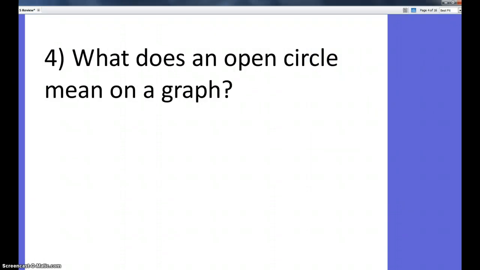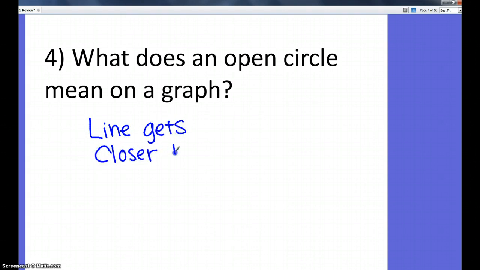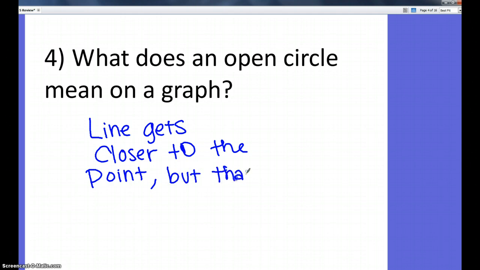What does an open circle mean on a graph? An open circle on a graph means the graph gets closer and closer to that point, but it is not a solution. So the graph, the line gets closer to the point, but that point is not a solution.